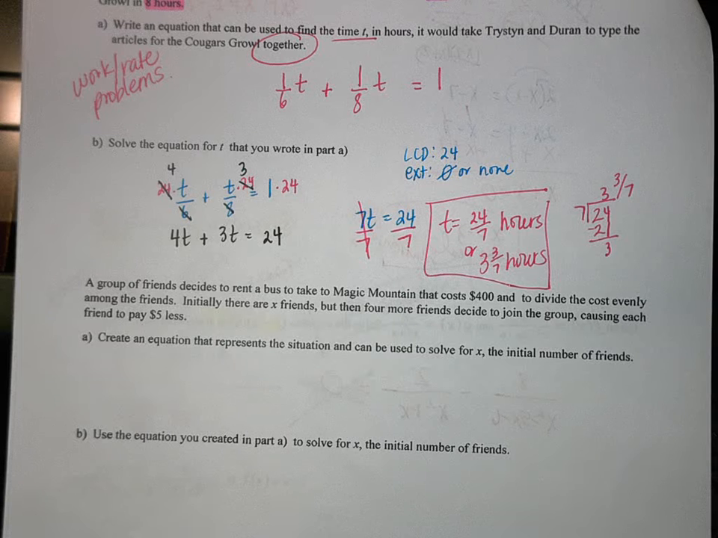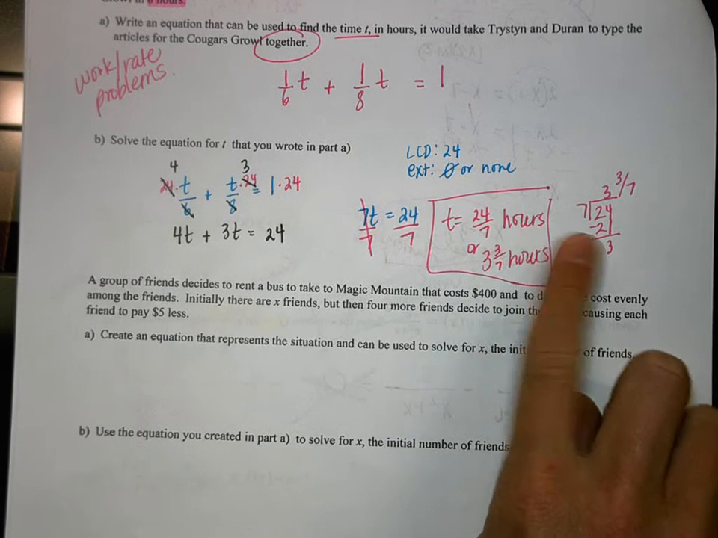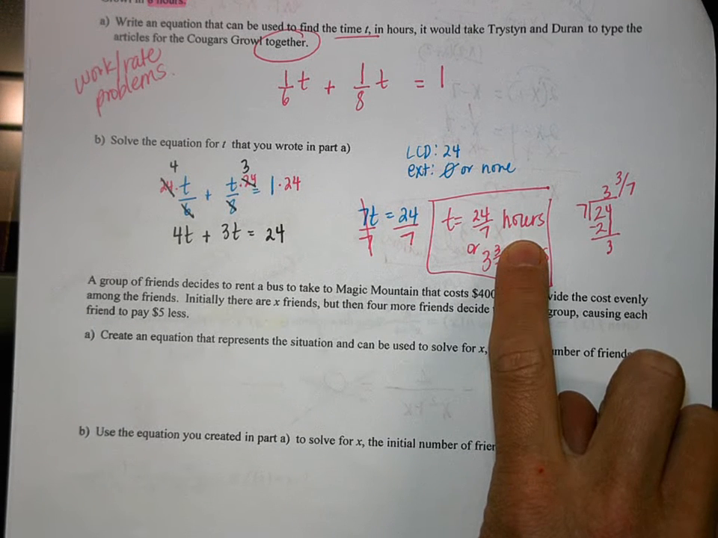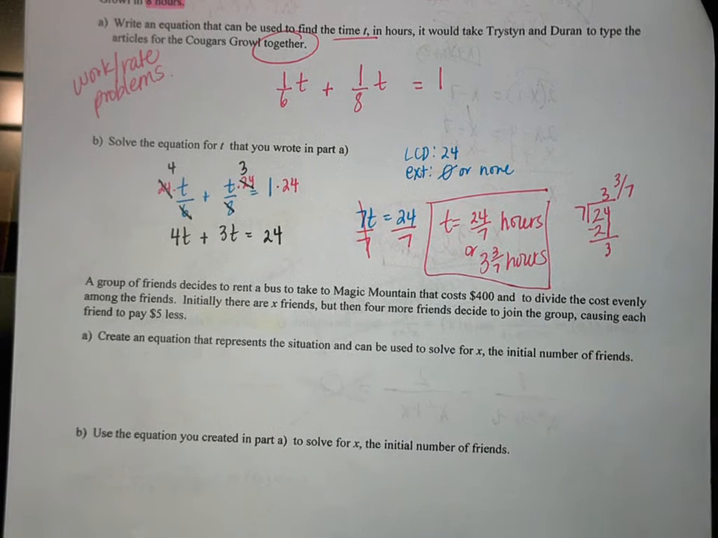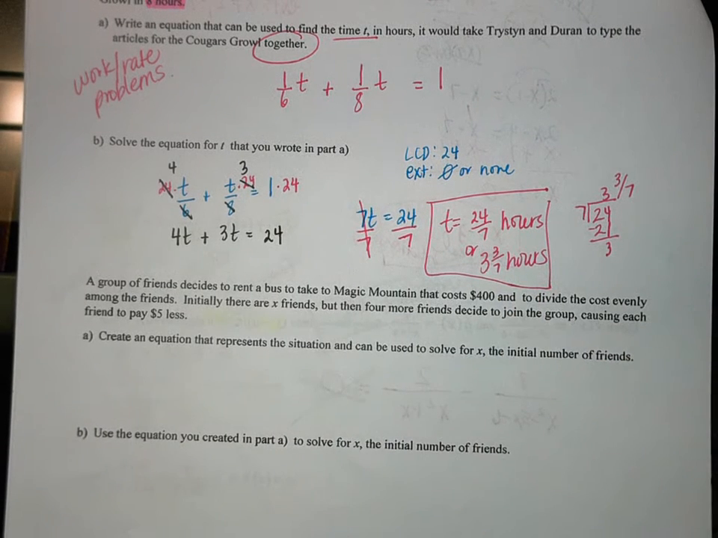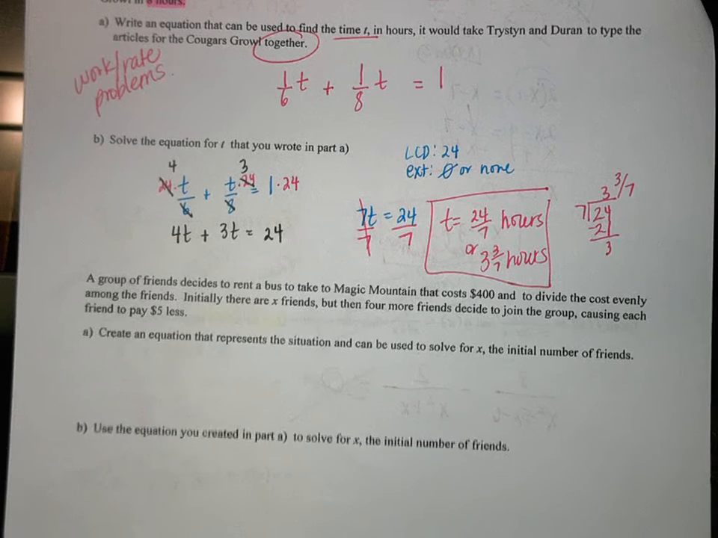Do we have any questions? Now, if you put 24/7 of an hour or whatever on your test, do you think I'll mark it wrong? No. It just makes more sense this way when we're talking about time. Okay, but either is okay. All right, we're moving on to the next one.